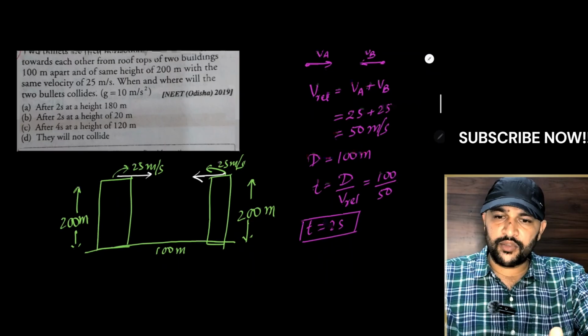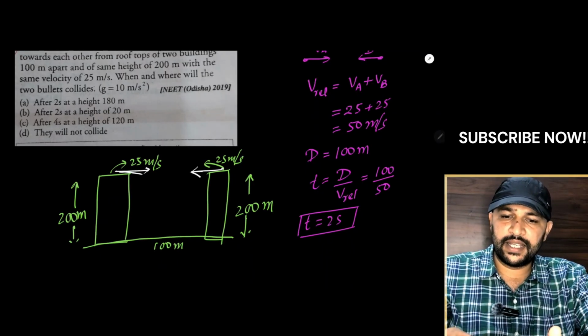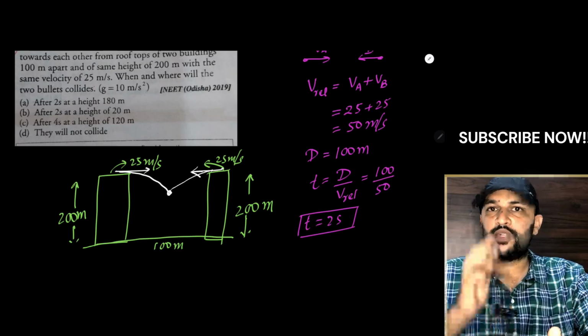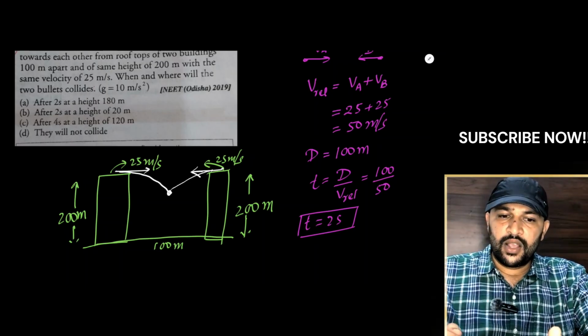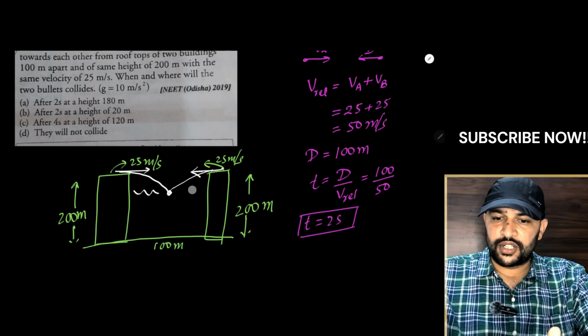Now the question says, where will the two bullets collide? So let me just give you a rough idea that let's say after going like this, they will both come and meet at this point, right? This is the point, okay, after 2 seconds. But they are asking, where will the two bullets collide? Now look at the option. They are not asking this horizontal direction, right? They are asking the vertical direction, height of how much from the ground, this vertical.